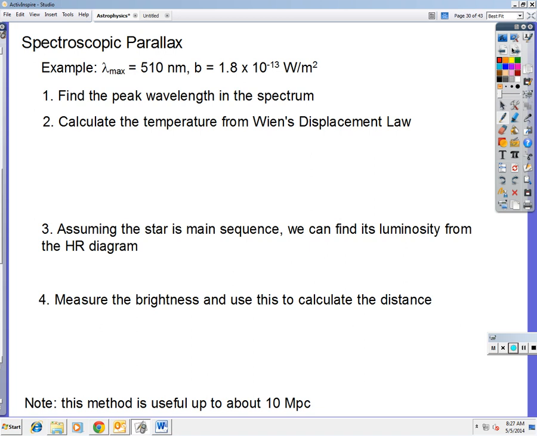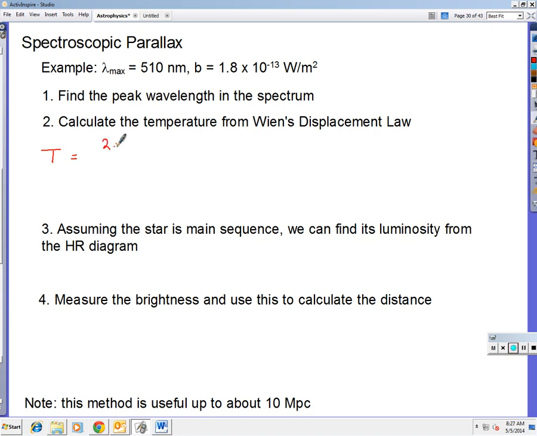So the first thing you do in spectroscopic parallax is you look at the spectrum and ask, okay, what's the peak wavelength? Then you calculate the temperature using Wien's displacement law. T equals 2.9 times 10 to the minus 3 kelvin meters divided by 5.1 times 10 to the minus 7 meters, which is the wavelength in this case.